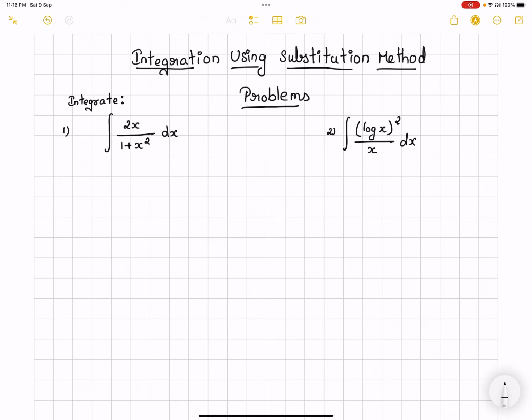First one, integral 2x divided by 1 plus x squared dx. Whenever you look into the problem, first you check your denominator. What is the pattern of the denominator? If you consider your denominator as one of the functions, and when you differentiate that, you get the numerator, then it is very simple to solve.